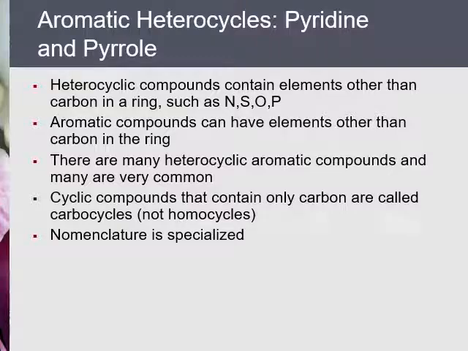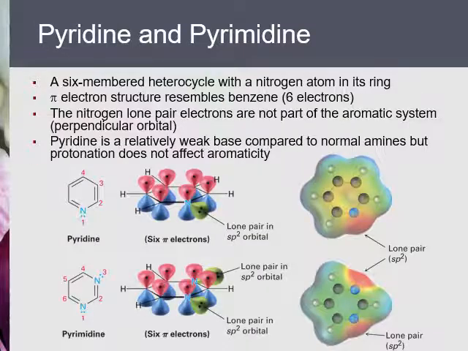Cyclic compounds containing nitrogen, oxygen, sulfur, or phosphorus are called heterocyclic compounds. Heterocyclic compounds can also be aromatic. Here are two examples of heterocyclic aromatic compounds. One is pyridine. The structure is similar to benzene, but one carbon is replaced by a nitrogen.